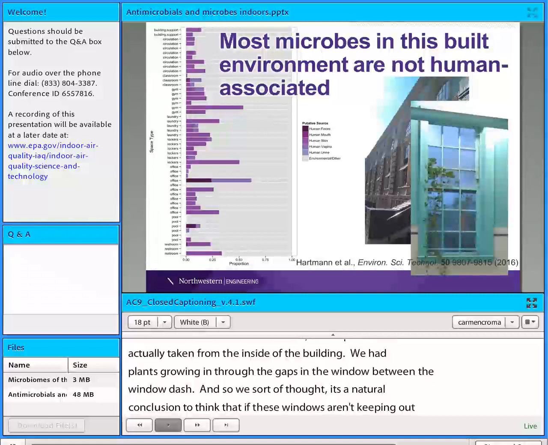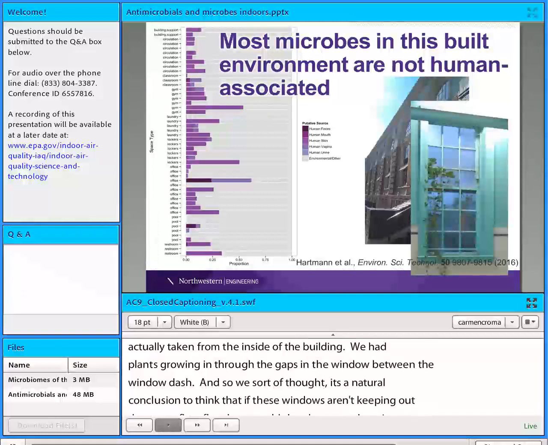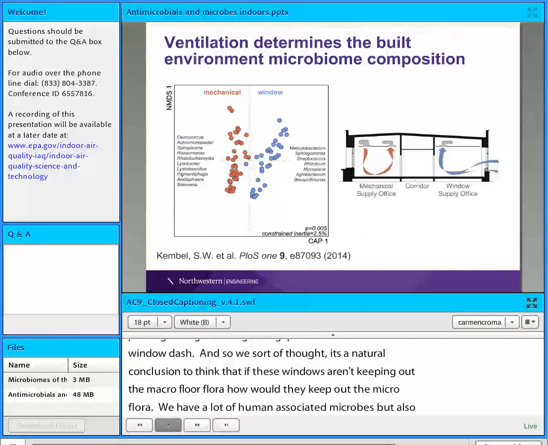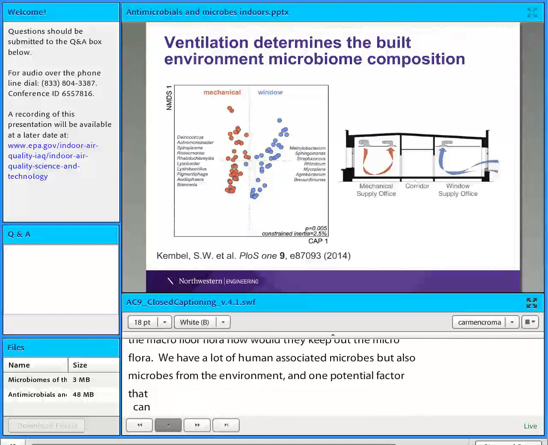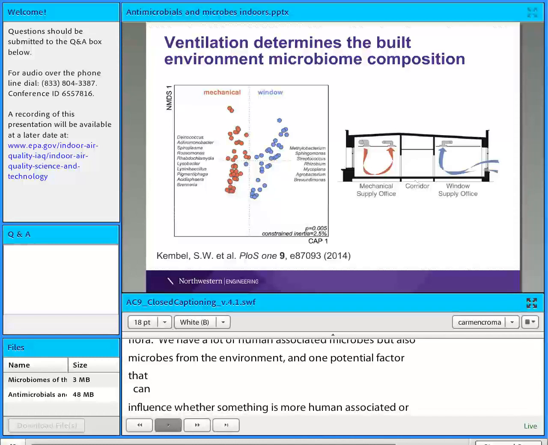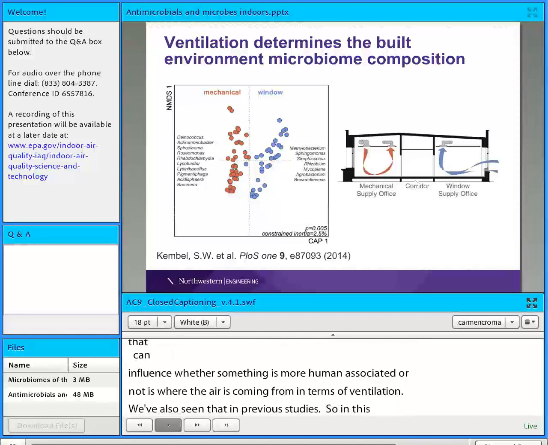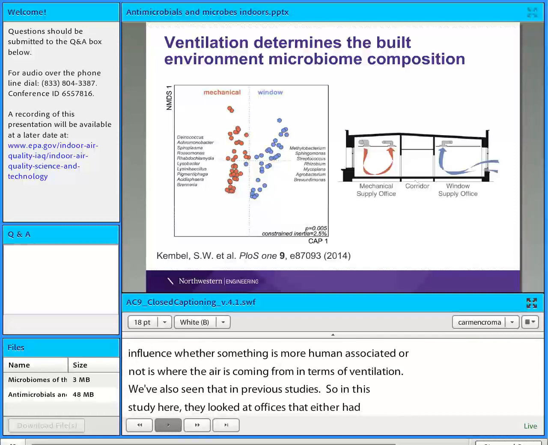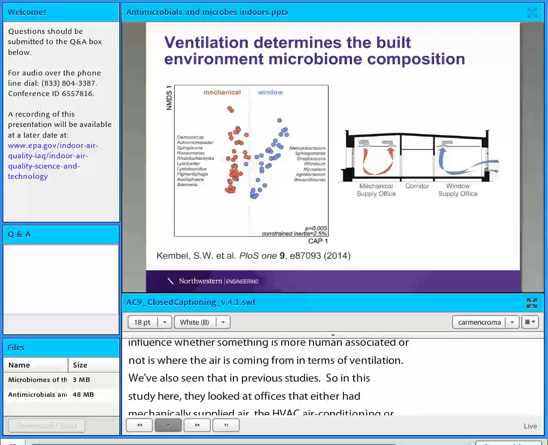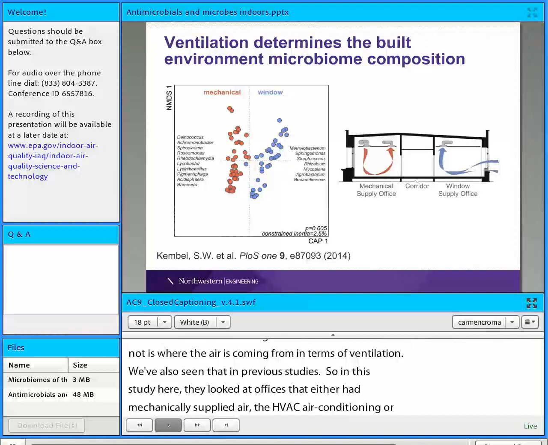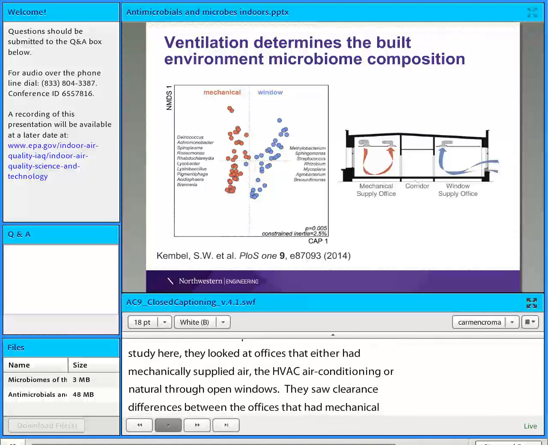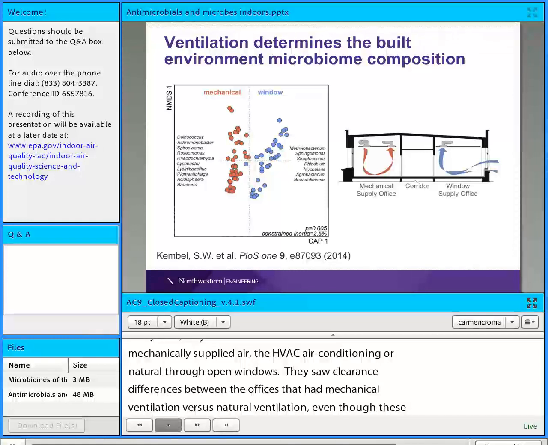So we see that built environments have a lot of contribution of human-associated microbes, but also microbes from the environment, and that one potential factor that can influence whether something is more human-associated or not is where the air is coming from in terms of ventilation. And we've also seen that in previous studies. So in this study here, they looked at offices that either had mechanically supplied air, so the HVAC system, air conditioning, or natural ventilation through open windows. And they saw clear differences between the offices that had mechanical ventilation versus natural ventilation, even though these offices were in the same building off the same corridor.